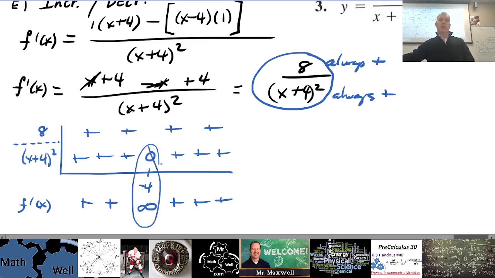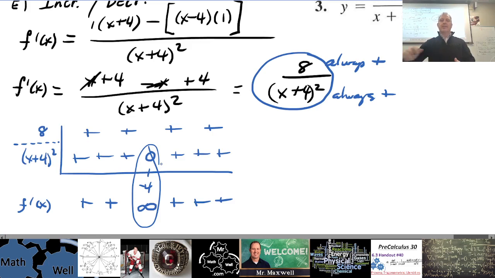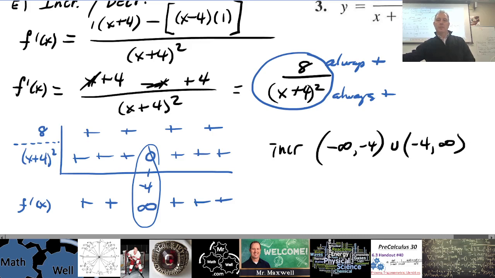That makes sense, right? We have positive, positive, positive, and then it's undefined, so it would be like an infinite slope sort of thing. Okay, so that lines up with the vertical asymptote. So what you would say then is it's increasing from -infinity to -4 in union with -4 to positive infinity.